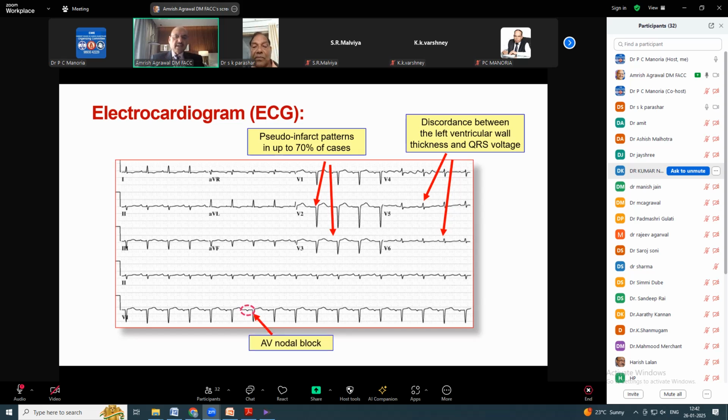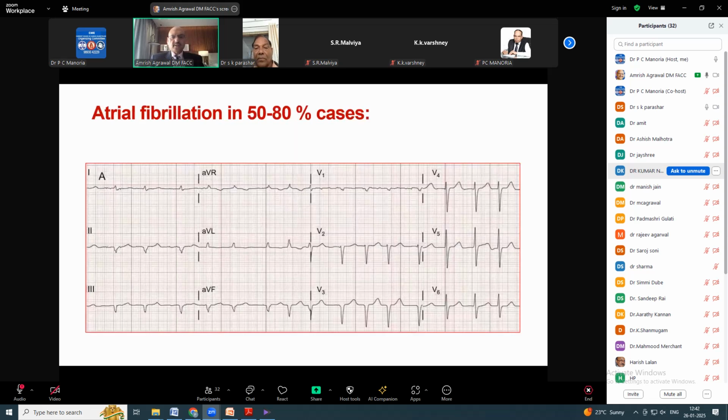And sometimes, because of the deposition of the fibrillar protein in the conducting tissue, there is AV nodal blockade. Apart from AV nodal blockade, one common cardiac condition which is seen in the ECG pattern is the presence of atrial fibrillation. So atrial fibrillation can be seen in nearly 50% of cases. If you have somebody with heart failure, preserved EF, absence of voltage on the ECG, and atrial fibrillation, the index of suspicion in such a scenario should be quite strong.